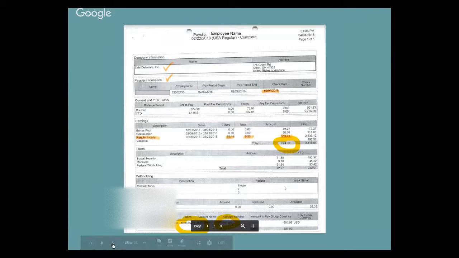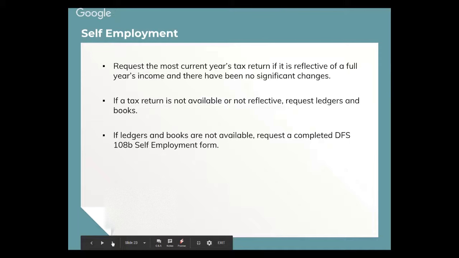Here's another example of a pay stub and some of the things that we're looking at. We've got the company name here. This would be the client name. We have the check date, their pay date, the different types of income, how many hours they worked for those rates of pay, whether it's a bonus pool, the commission, the regular hourly, the vacation, what that amount was for this pay period, what the year to date is. We can look down here and see that we have a direct deposit and follow up on that as well.